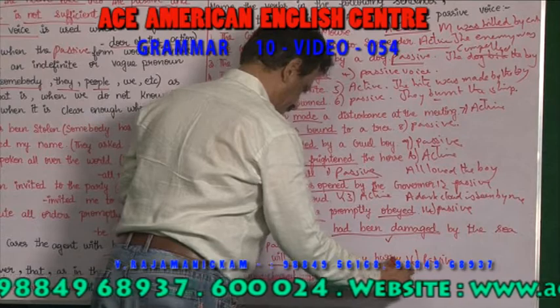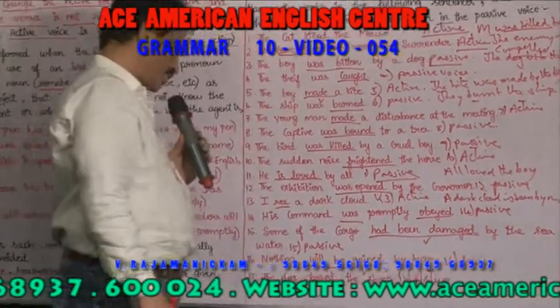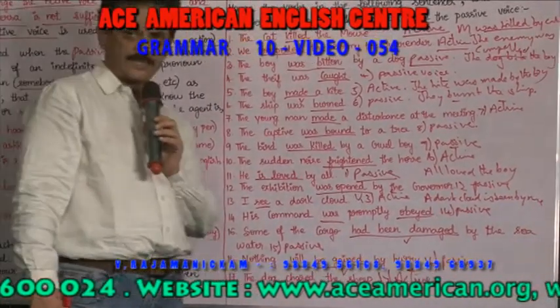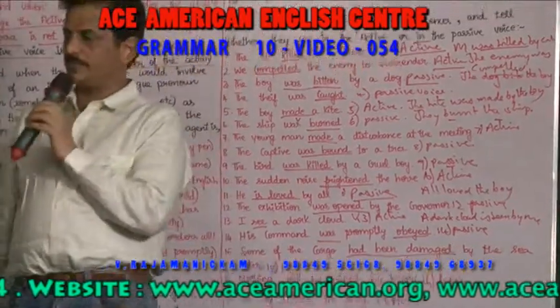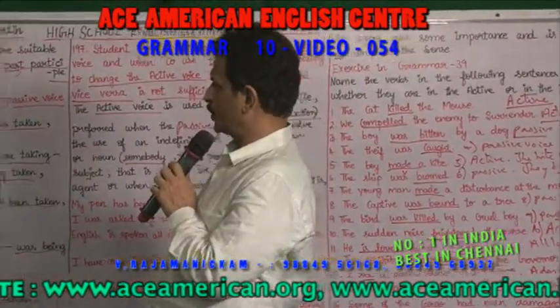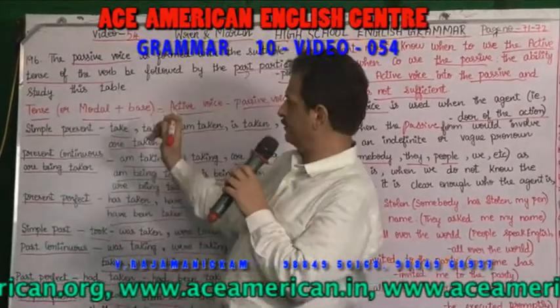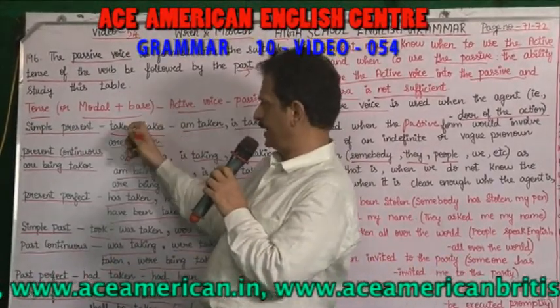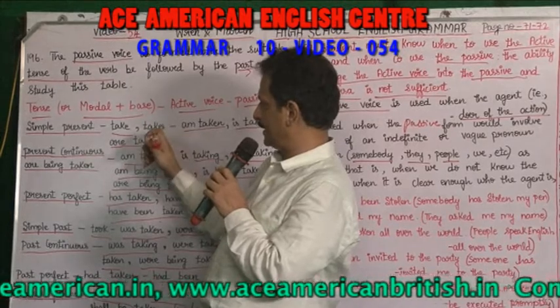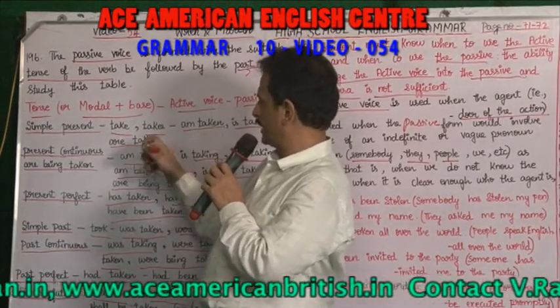What is the passive? The sheep was chased by the dog, right? So, dear friends, what you have seen is active and passive. For simple present, how does the verb change into passive? Takes changes into am taken, is taken or are taken.